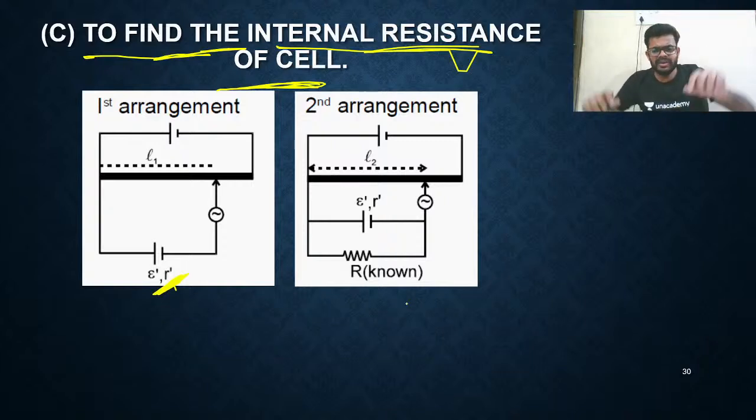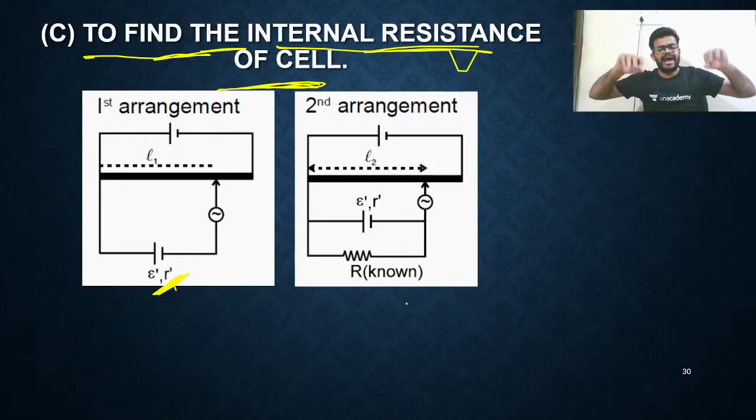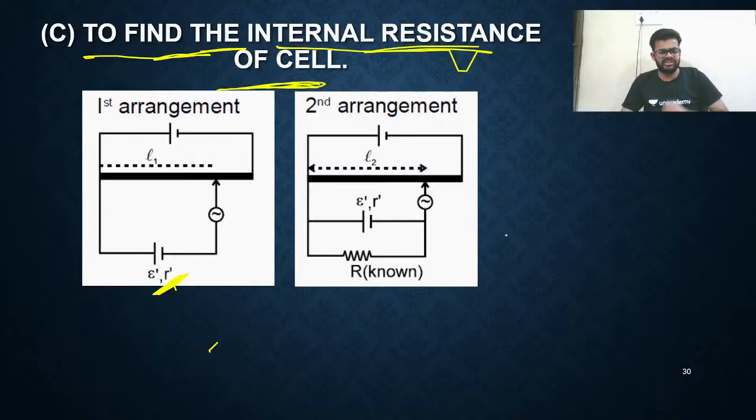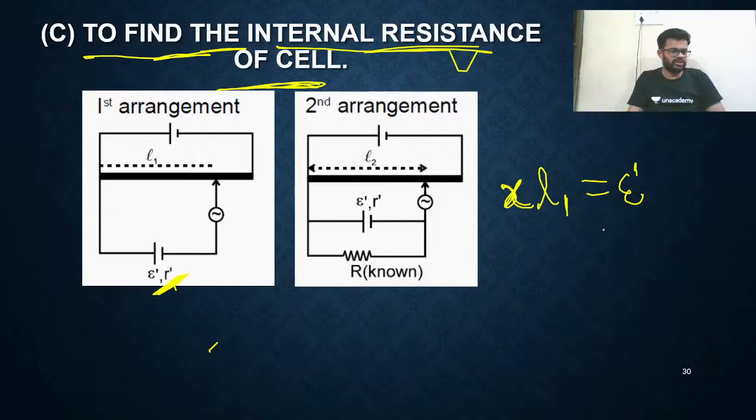In the second arrangement, you will add a known resistance in parallel to that first circuit. Simply speaking, there is no current through the galvanometer. In the first condition, you will get X L1, which will be equal to E dash, because no current should pass through it. So X L1 should be equal to E dash.